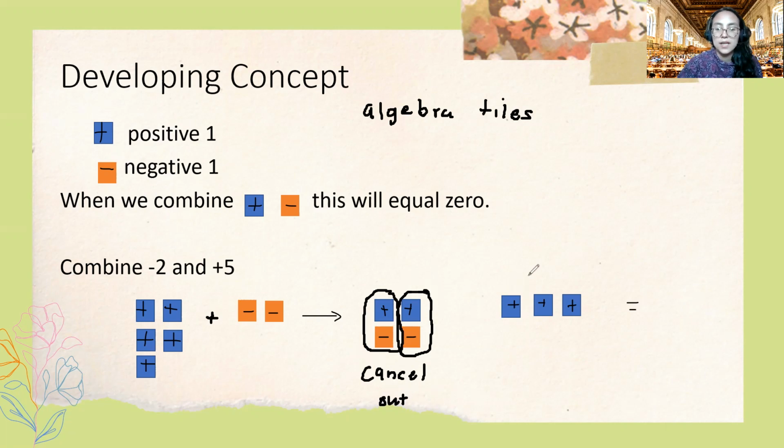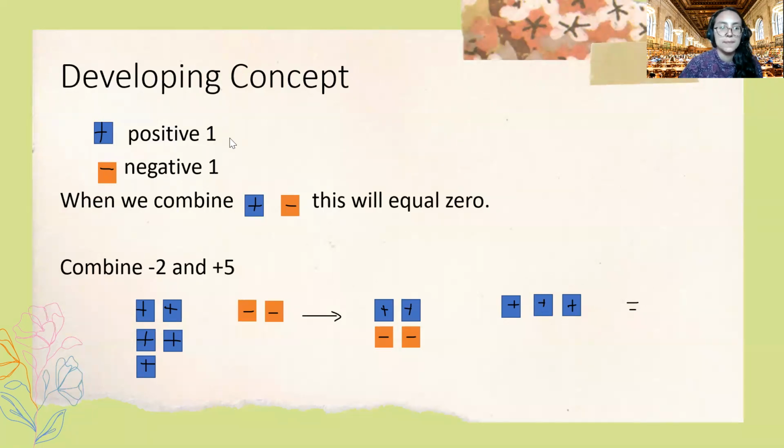Okay, so then what do we have left over? We have 3 positive blue tiles. So when we combine 5 positive blue tiles with 2 negative red tiles and we pair them off, we're left with 3 positive blue tiles, so our answer is +3. Okay, so we're going to go ahead and develop this concept some more in the next slide.